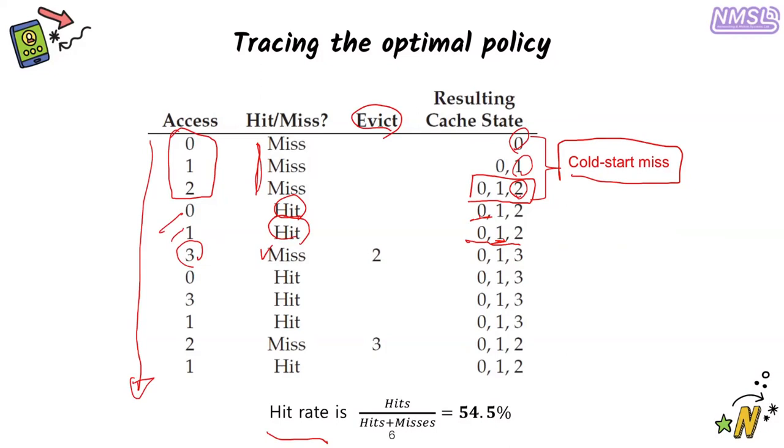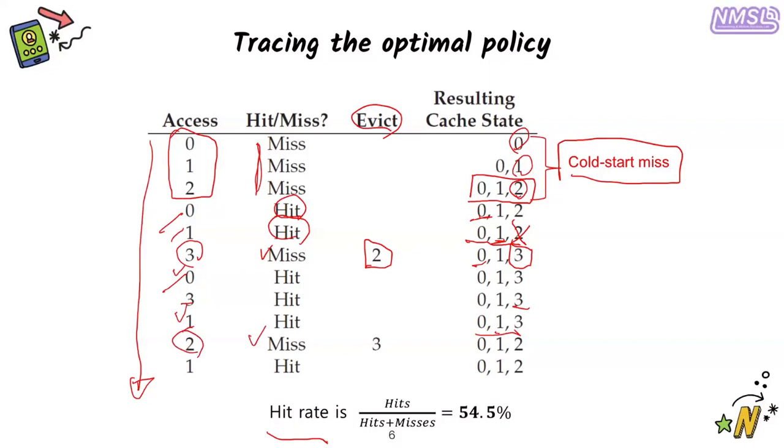And now we can see here among 0, 1, 2, there's 0 and 1 in the near future of access. So probably better to evict 2, right? So now we see 3 instead of 2. Moving on, now 0, we have it, so it's a hit. 3, we have it, it's a hit. 1, we have it, it's a hit. 0, 1, 3, but now it's 2, so this is a miss.